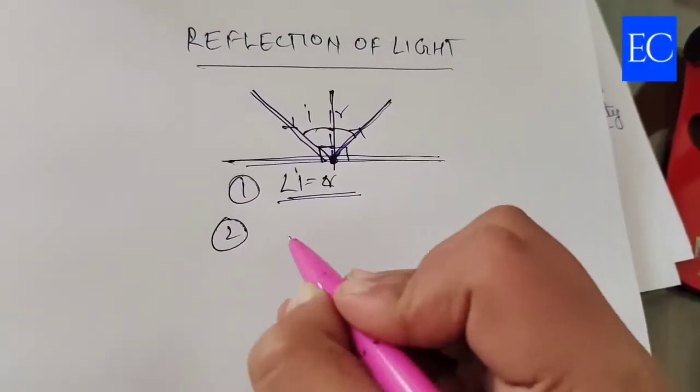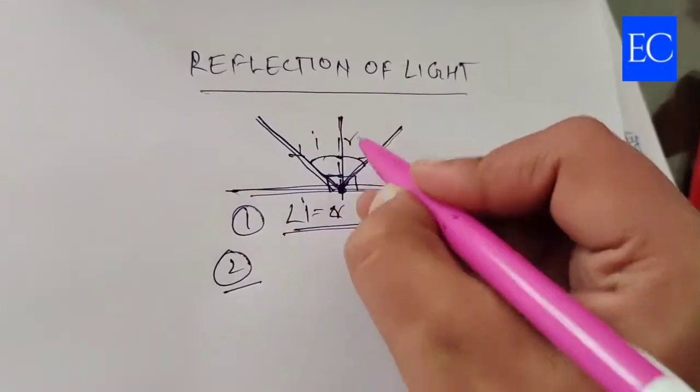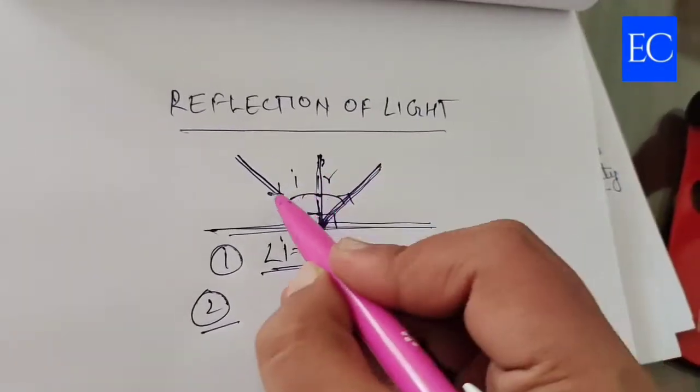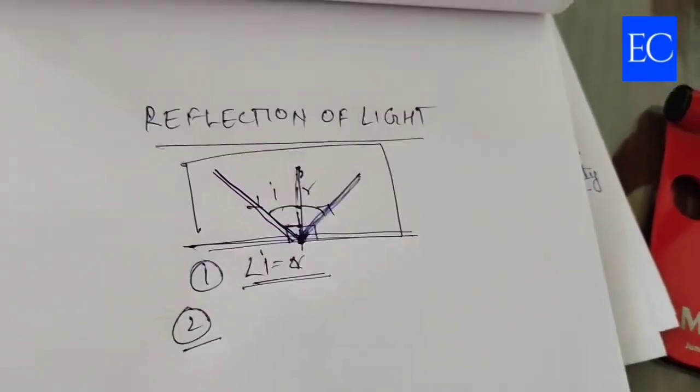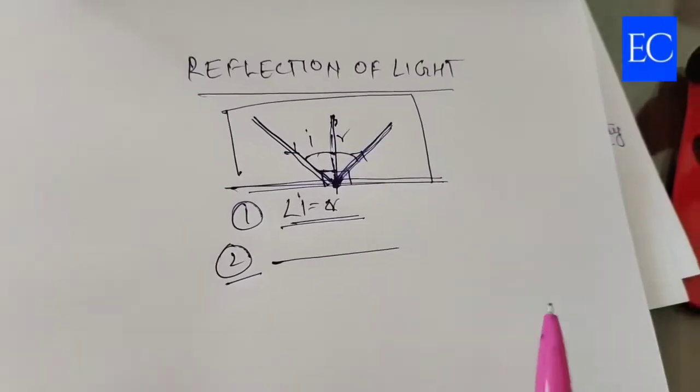This was the first law of reflection, and this is the second one: the incident ray, the normal at the point of incidence, and the reflected ray all lie in the same plane. This whole plane is the same. All lie in the same plane. These are the two laws of reflection.